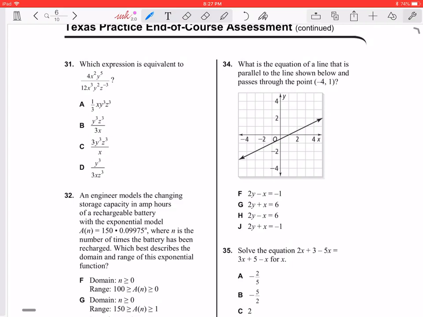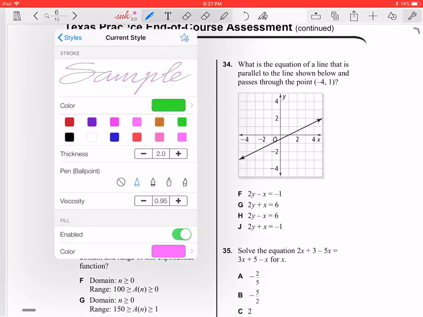So I have a 4 divided by 12. I can reduce that, okay? 4 divided by 12. 4 will go into itself once, so I'm going to be left with 1 on top. 4 will go into 12 3 times, so that's going to leave me with 3 on the bottom.